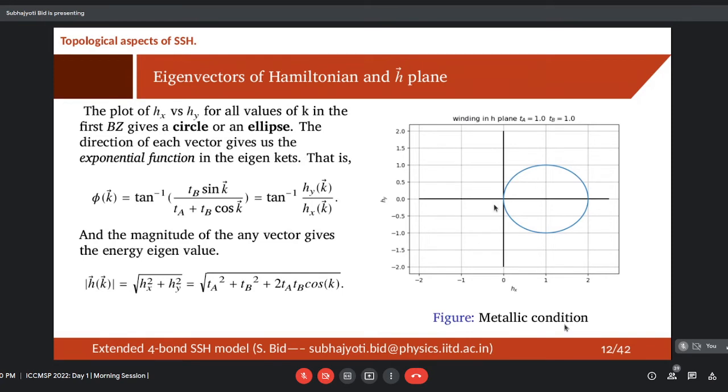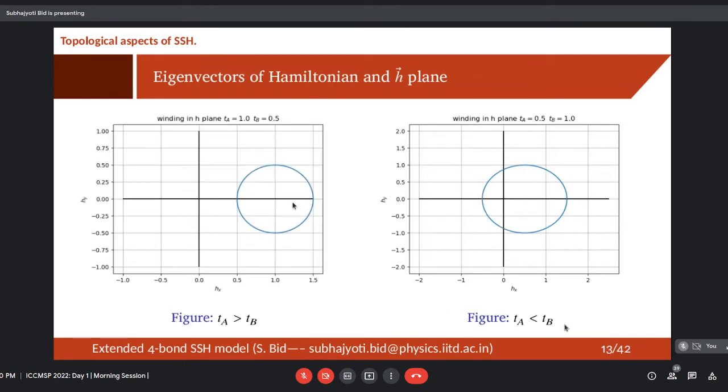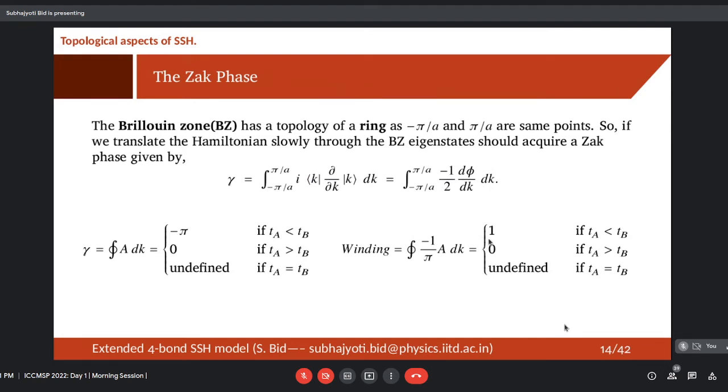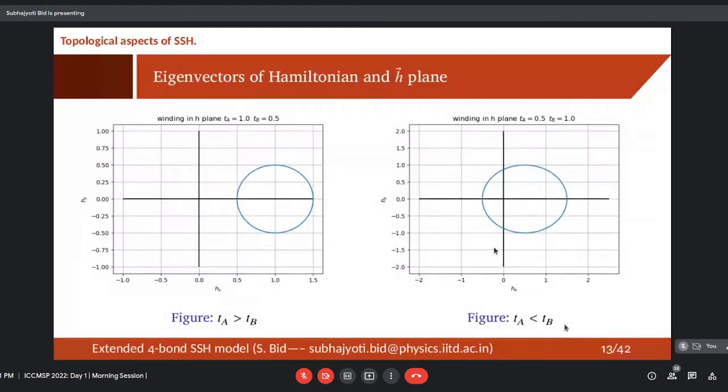And the two insulating conditions which were there, TA greater than TB and TA less than TB, that is, one hopping is greater or less than the other, look like this. Now these two phases, whose eigenvalues and band diagram look completely the same, are not the same. They are different, because in one phase the circle encircles the origin, so this should have a winding number of 1, it winds the origin, and this condition does not wind the origin. So now if I put that eigenvector in that formula, what I get is the mathematical quantification of these two plots. That is, in one case the winding number becomes 1, and in the other case the winding number becomes 0.